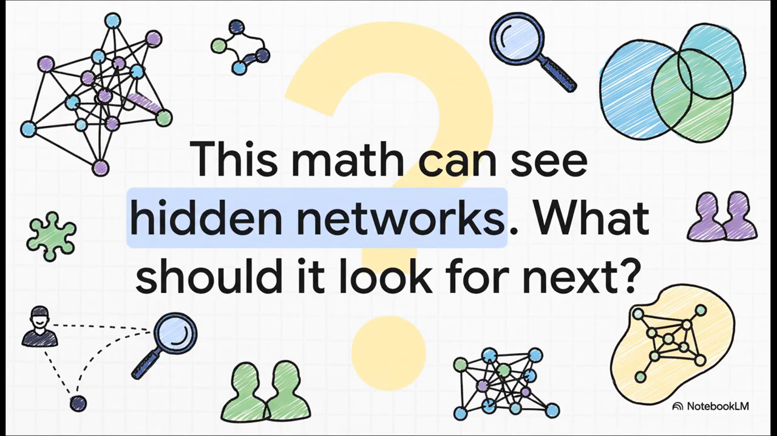So we've seen just how powerful this all is. The mathematics of networks lets us see hidden structures, identify critical players, and uncover secret communities. It gives us a brand new lens to understand everything from friendships to criminal enterprises. So the question we're left with is, what should we point this powerful lens at next?